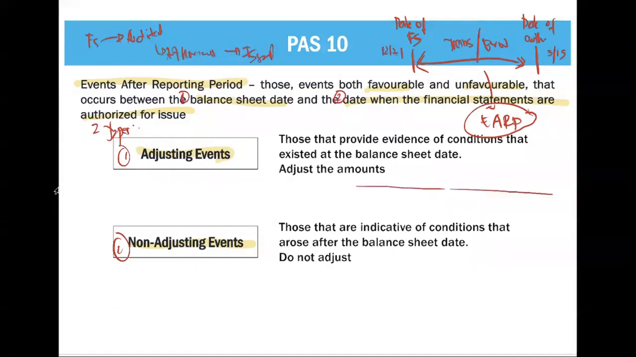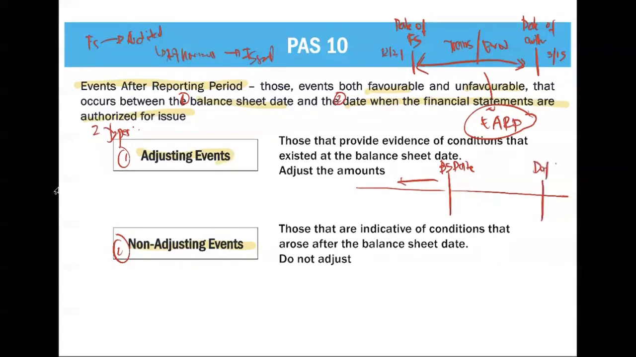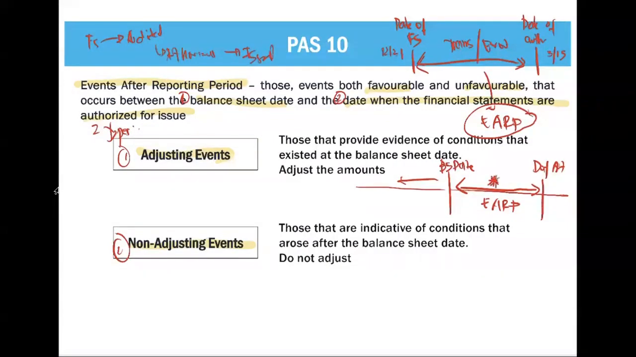So we go back to our timeline. This is the balance sheet date. This is before the balance sheet date. This is the date of authorization. This is known as your events after reporting period. So what happens in your adjusting events? These are events that happened here but relate to conditions that exist here. For example, we have an inventory. That inventory exists as of the balance sheet date, right? However, an event happened here that pertains to your inventory.